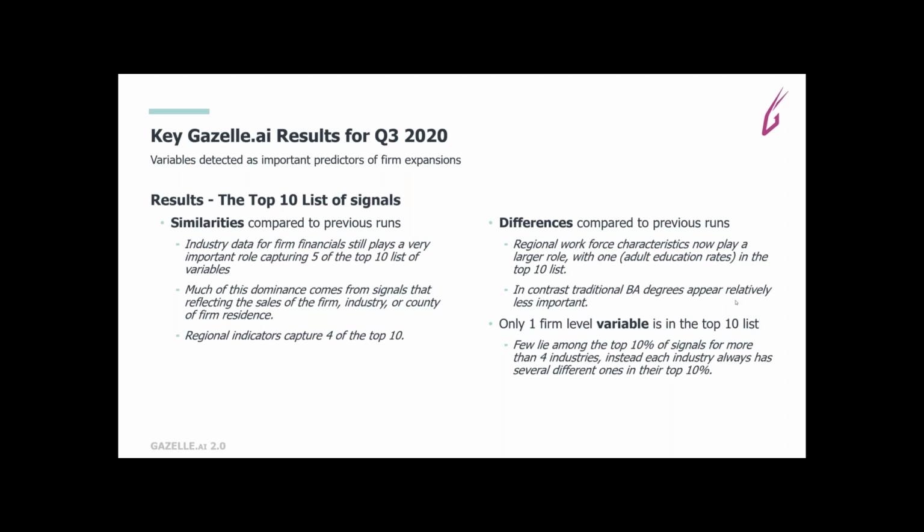Another difference concerns firm level variables. Although one of these firm level variables lies in the top 10, few firm level variables lie among the top 10% of signals from more than 4 industries. Instead, each industry always has a few unique firm level signals that are important for it. So the conclusion we can take from this information is that we must temper our result that firm level variables are important against the fact that finding the right one for your industry might be difficult. In contrast, industry variables are more likely to be as important, and the same ones may be relevant for many different industries. So if you're trying to economize on data, that should give you some insights there. Next slide, please.